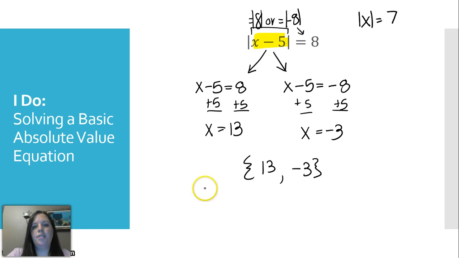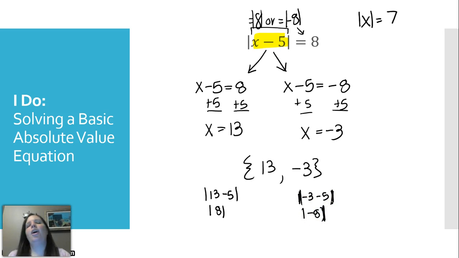Now if I plugged either of those in, again, absolute value of 13 minus 5, that's the absolute value of 8. And if I plug in negative 3, that's the absolute value of negative 8. So again, both of those, absolute value parentheses, are equal to 8.